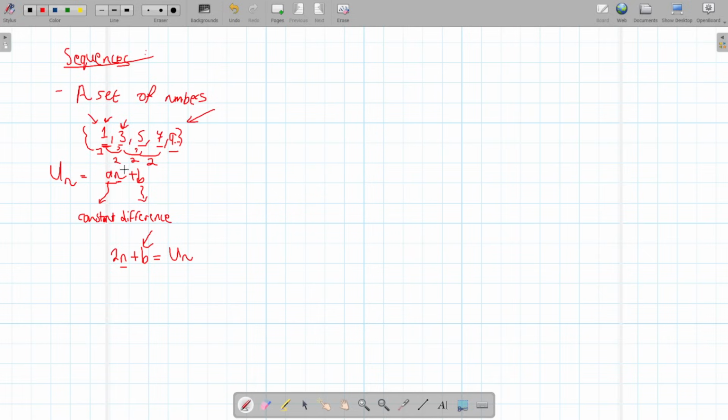n is the position, so you can take any number here. Let's say I want to take 7. 7 is the fourth number, so n would be 4. So 2 times 4, where n is the position of the number in the sequence, plus b, because we're trying to find it, equals Un. Un refers to the actual number. What's U of 4? The fourth number is 7. You get 2 times 4, which is 8, plus b equals 7, and you get b equals 7 minus 8, which is minus 1. So Un is equal to 2n minus 1. This is how you find the equation.